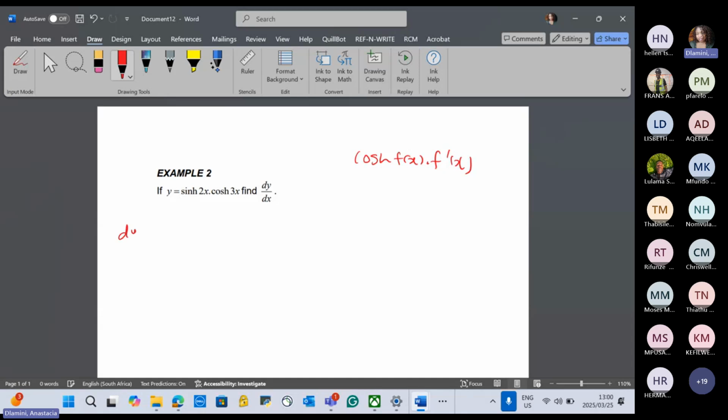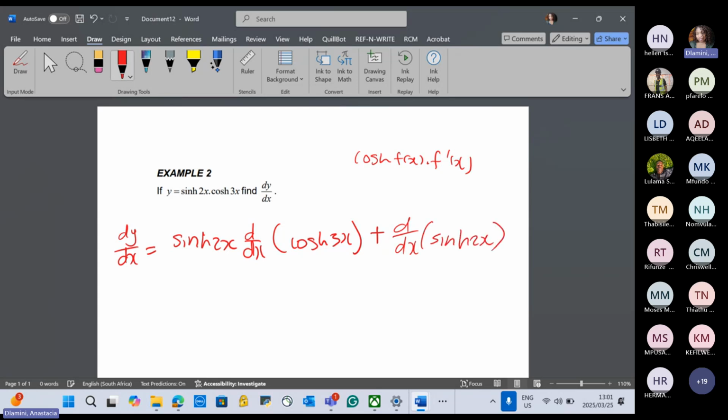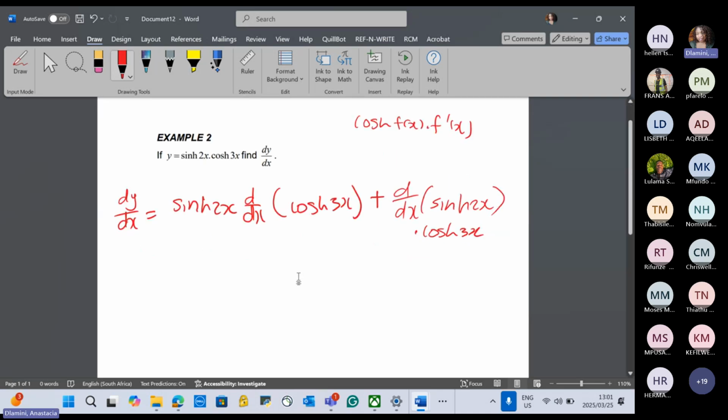So therefore, dy over dx will be what? Sinh 2x, then the f of x of cos 3x. So let's write it like this: d of cos of 3x, the derivative of this, plus the derivative of sinh 2x, the d over dx of sinh of 2x, times cos 3x. Remember the chain rule, you can start with either, as long as you start. So then this will be sinh 2x times what?